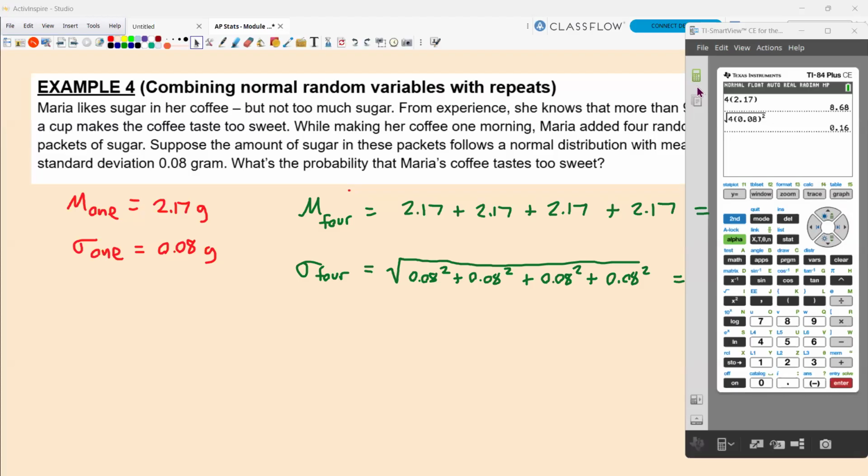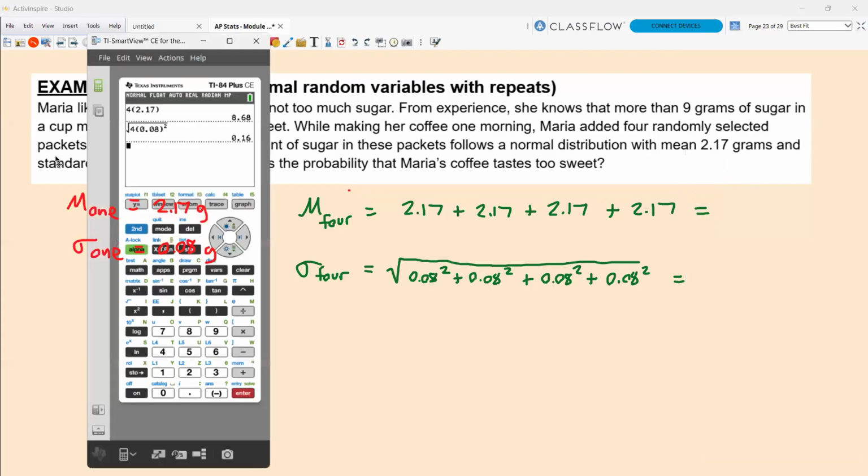Now, folks, I wrote out the things added together separately. Do know that you can just simply do multiplication by 4. And with the square root, promise me you're not going to square that 4 in this case, because they're separate things you're adding together. So it's 4 times 0.08 squared. Anyway, you get your new mean and standard deviation, and now we can do a normal calculation: 8.68 and 0.16.